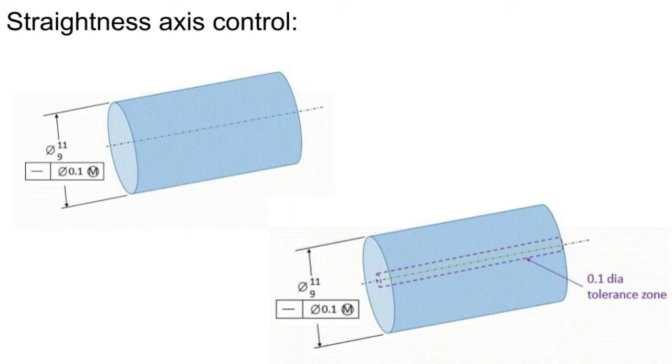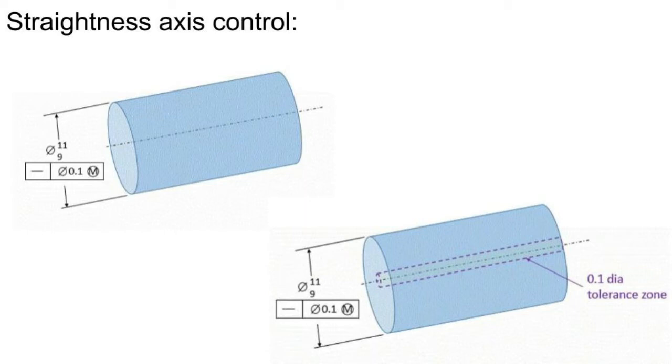We know that the straightness applies to the feature of size because the straightness tolerance is located below the size tolerance. The tolerance zone is a cylinder within which the axis of the pin must fall. Of course, since the axis is not a straight line, we call this imperfect line a derived median line. Since the straightness tolerance is called out at MMC, the size of the tolerance zone can vary. When the size of the part is 11, then the size of the tolerance zone is 0.1 diameter.